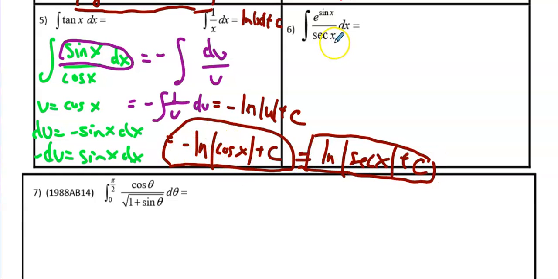Okay, so I'm looking at the time on this video, so we're probably just going to do example number 6, and we're going to stop for this one. But with this one right here, we integrated e to the sine of x over secant x dx.